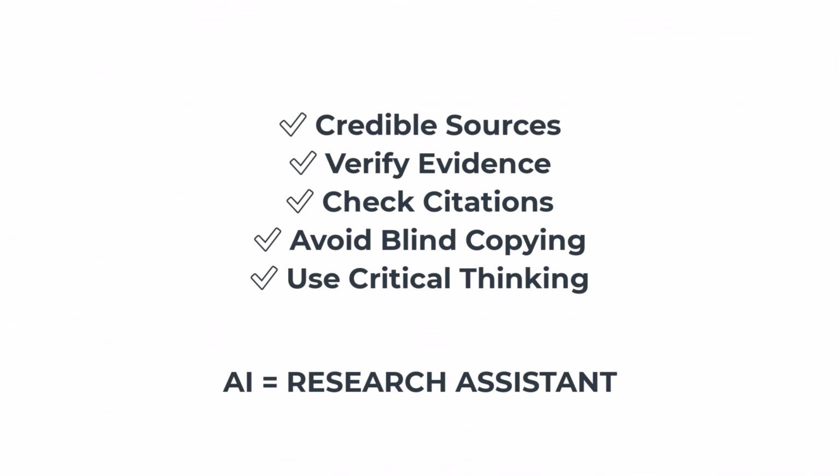Before you start using AI for research, remember these 5 rules. Number 1, always use credible sources. Number 2, verify important claims against the original papers. Number 3, don't blindly copy AI-generated text. Number 4, check citations and references carefully. And number 5, use your own critical thinking when identifying research gaps or interpreting findings.